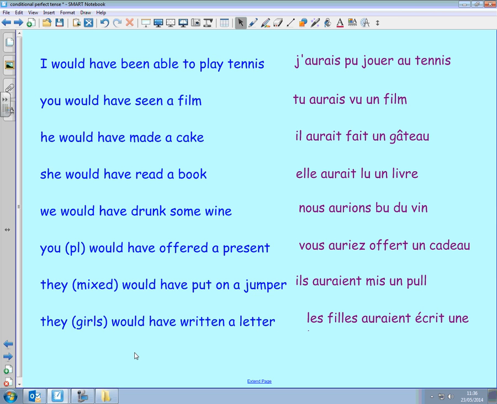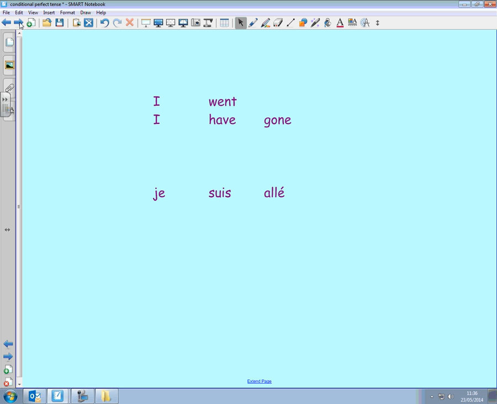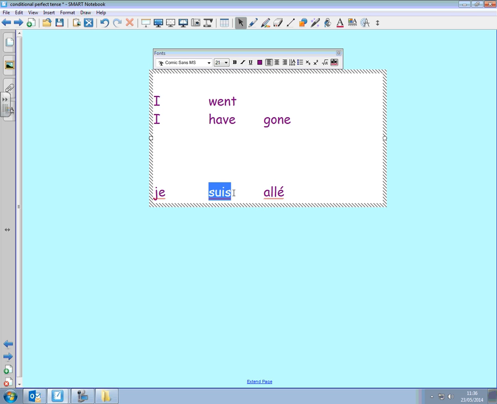Fantastic. Now then, it's not quite as simple as that, unfortunately. Can you remember these verbs? This is I went, or literally I have gone. And if you can remember when we did the perfect tense, they don't use avoir, they don't say I have. The 13 verbs that use être. Je suis allé, je suis arrivé. So let's have a quick reminder of what they are because we have to do exactly the same thing now. We have to put, instead of I would have gone, we have to put this bit into the conditional tense.